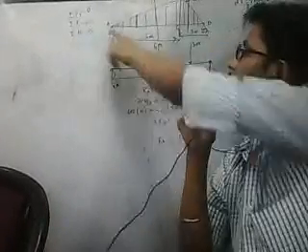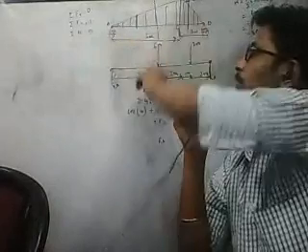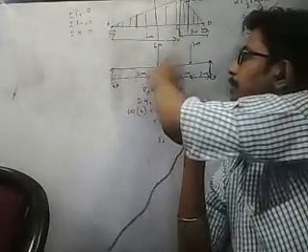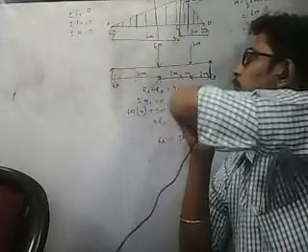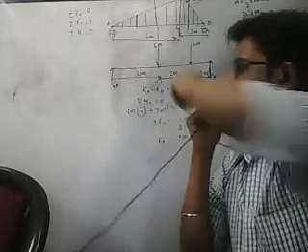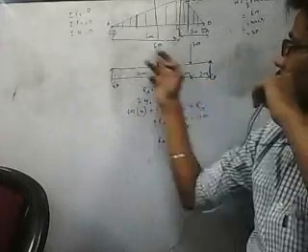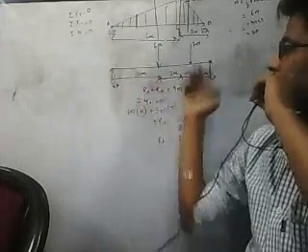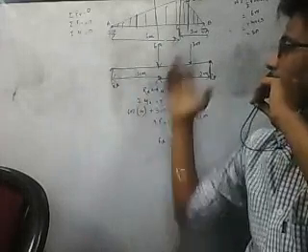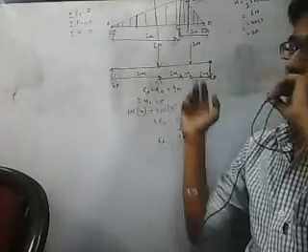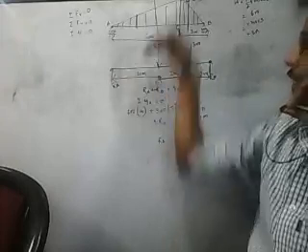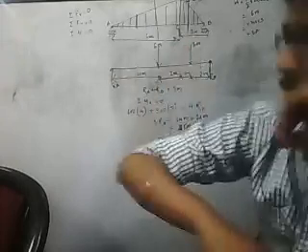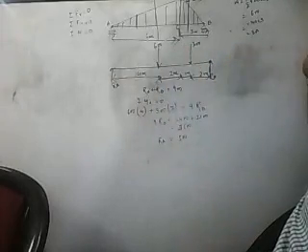RA plus RB, like this: RA minus 600 minus 300 plus RB equal to 0. RA plus RB, these two are working in upward direction, and these two, 600 and 300, are working in downward direction. RA plus RB equal to 900.